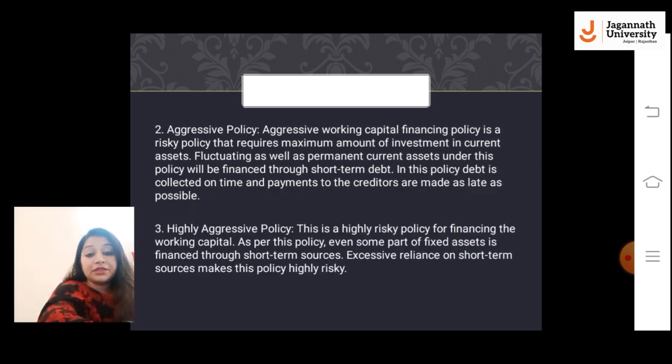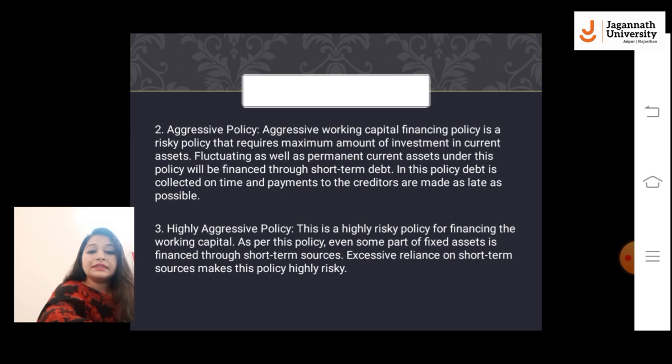Next is aggressive policy. It is just opposite of conservative policy. Aggressive working capital financing policy is the risky policy. Conservative policy was safe policy, but this is a risky policy that requires minimum amount of investment in current asset. Fluctuating as well as permanent current asset under this policy will be financed through short-term debt. In this policy, debt is collected on time and payment to the creditors is made as late as possible.